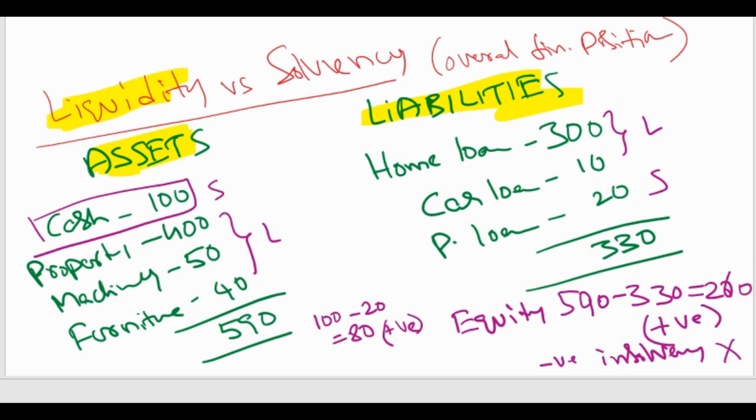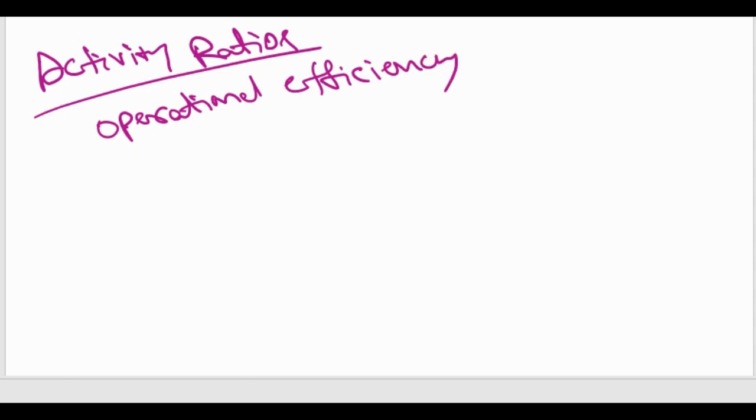So now let us look at the fourth category, that is activity ratios. Activity ratios, right? So this measures operational efficiency of a company, right? Operational efficiency of a company. How well a company manages its working capital and long term assets to produce more value.